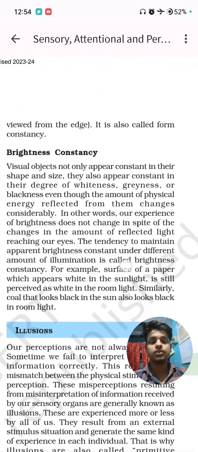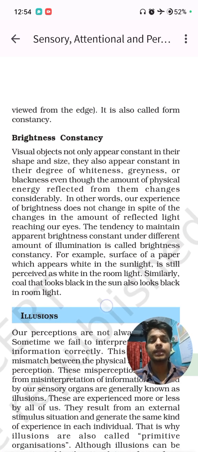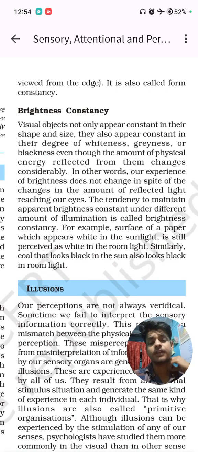It is also called form constancy. Brightness constancy: visual objects not only appear constant in their shape and size, they also appear constant in their degree of whiteness, grayness or blackness, even though the amount of physical energy reflected from them changes considerably. In other words, our experience of brightness does not change in spite of the changes in the amount of light reaching our eyes.